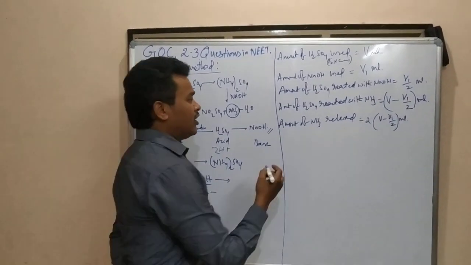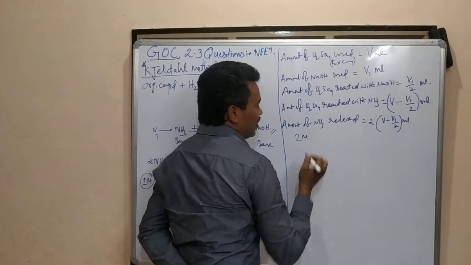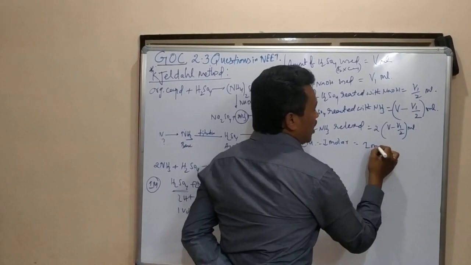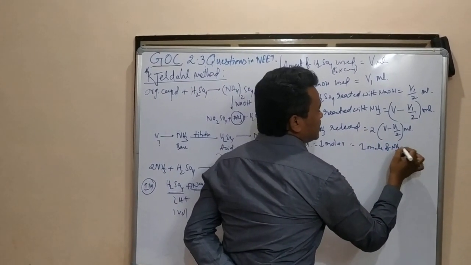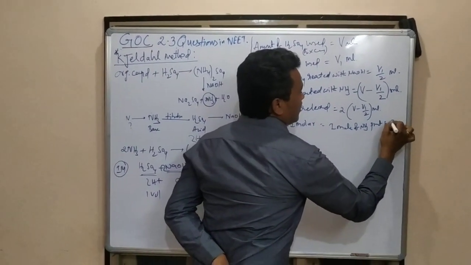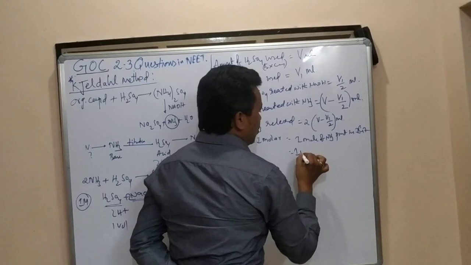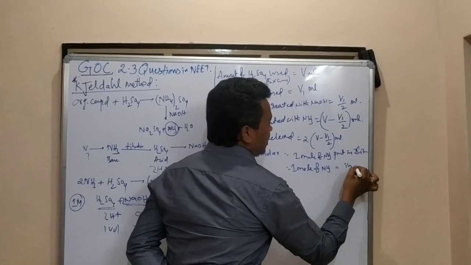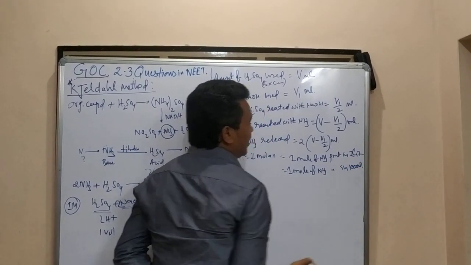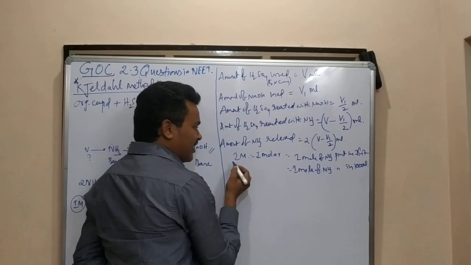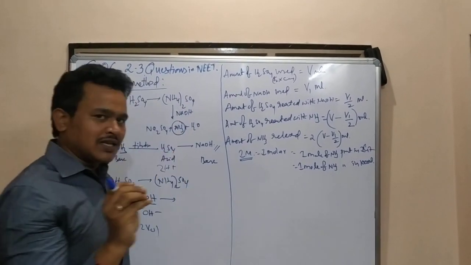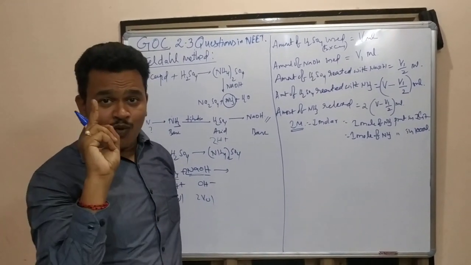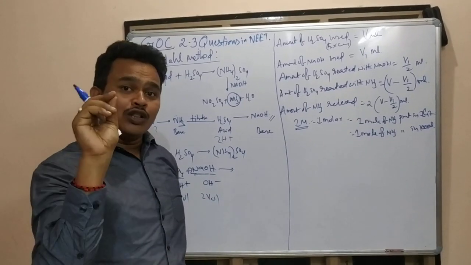What we know is that in this process we are talking about only 1 molar. What is the meaning of 1 molar? 1 molar means 1 mole of NH3 present in 1 liter. That means 1 mole of NH3 present in 1000 mL. So based on this definition of molarity, molarity means the number of moles present in 1 liter, the number of moles present in 1000 mL. That is, 1 molar means 1 mole present in 1000 mL.